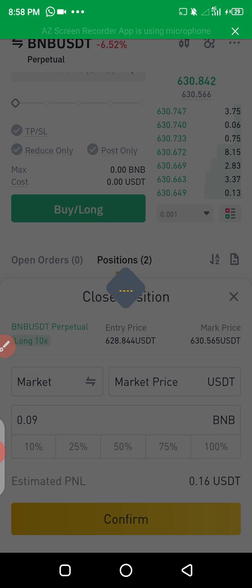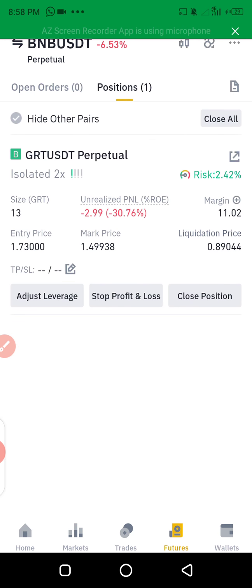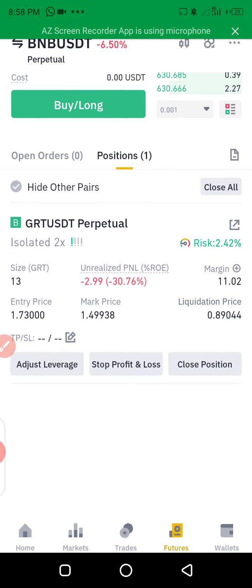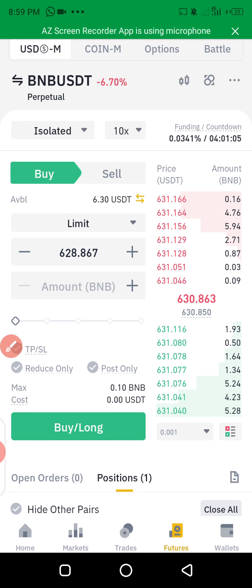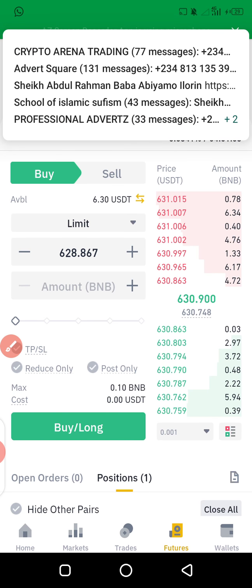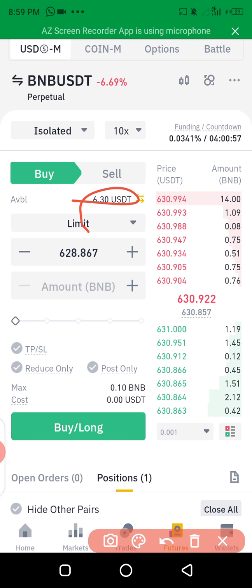Estimated profit and loss of $0.16. This is my previous position of GLT that I opened. It is in slight loss. I'm just using all this as a typical example. I have $6.3 here in my available balance, as you can see here. This is my available balance.